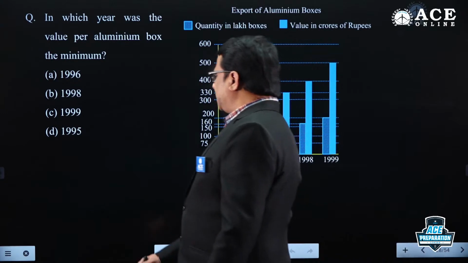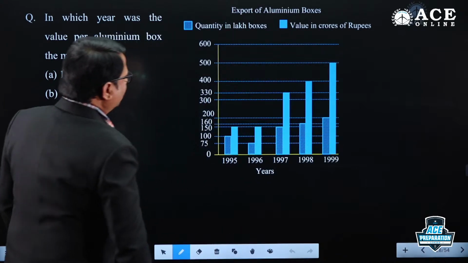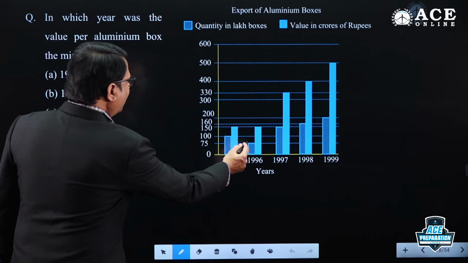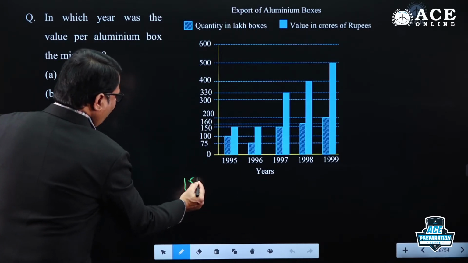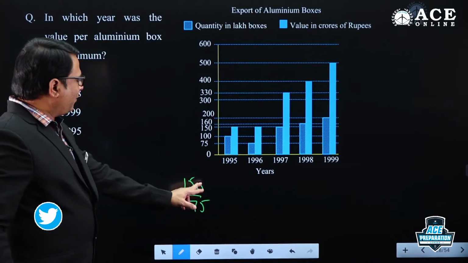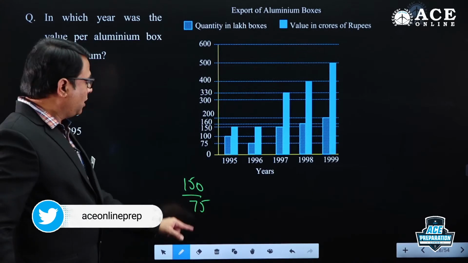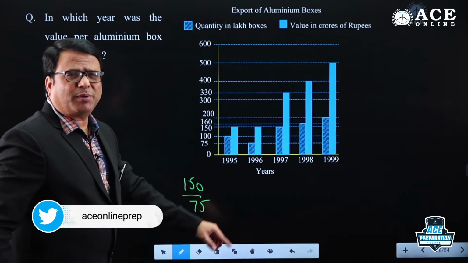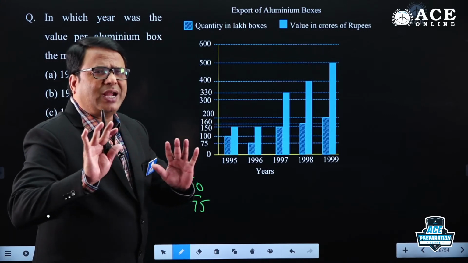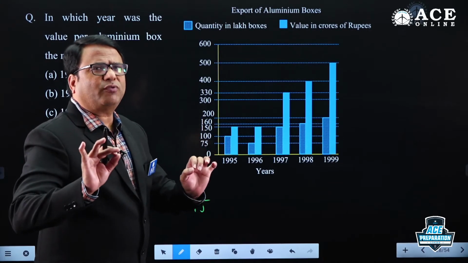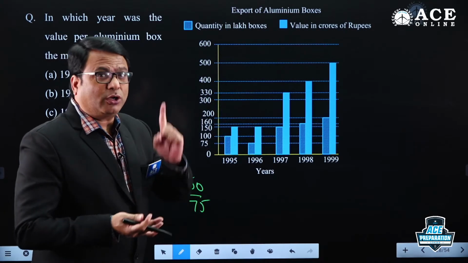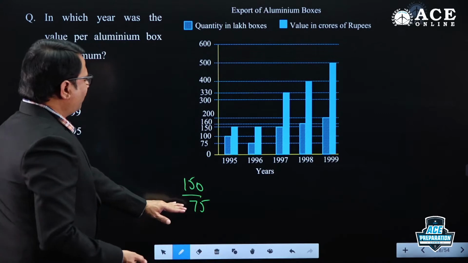So what is the first option? 1996. So in 1996, what is the value per box? 150 divided by 75. No need to write 10 power 7 in the numerator and 10 power 5 in the denominator. We need not write because we are not asked to find the exact value. We are only asked to find in which year it is minimum. So we have to give the year, not the value. So I directly take 150 by 75.